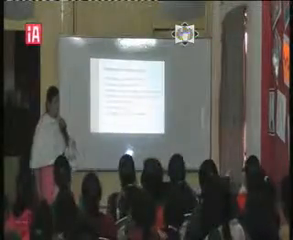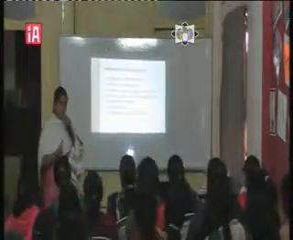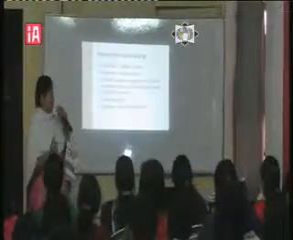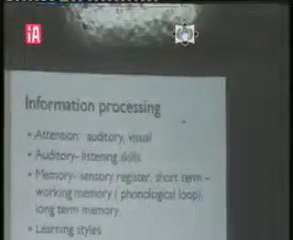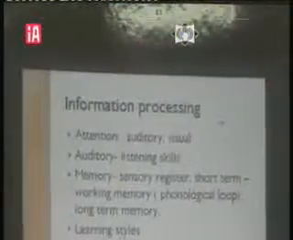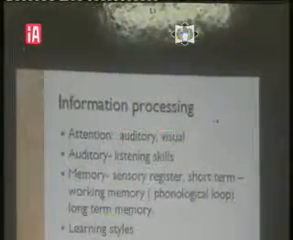Attention, we'll be talking about two kinds of attention, auditory attention as well as visual attention. In auditory, we'll be working a lot on listening skills. What basically is listening skills all about? What do you mean by listening skills? How do you know the child is listening? What is normative for what age? And where is the deviancy?